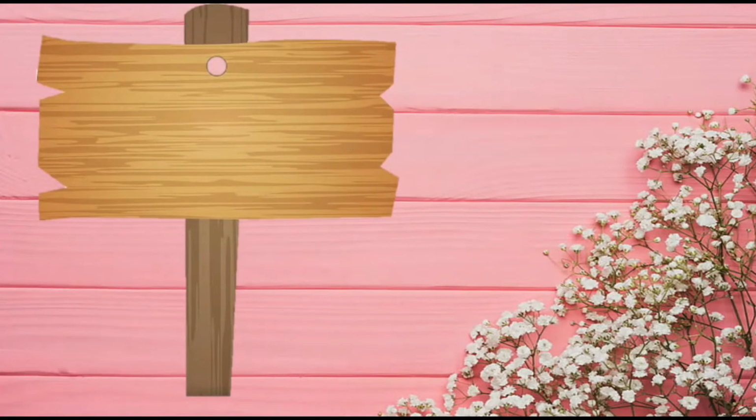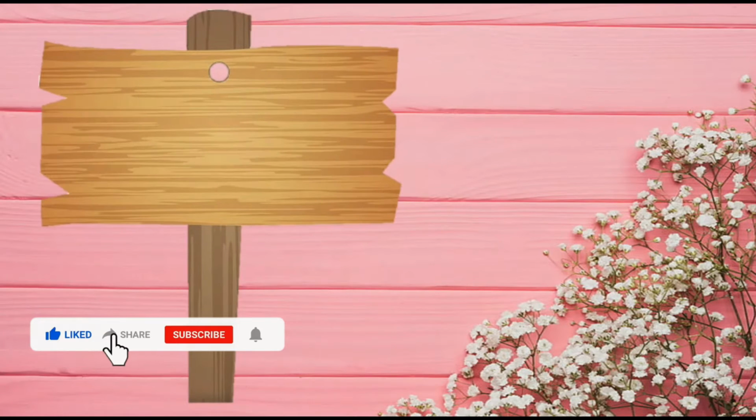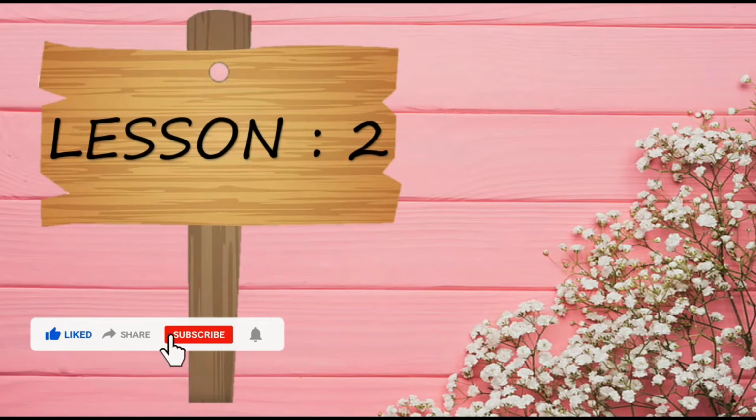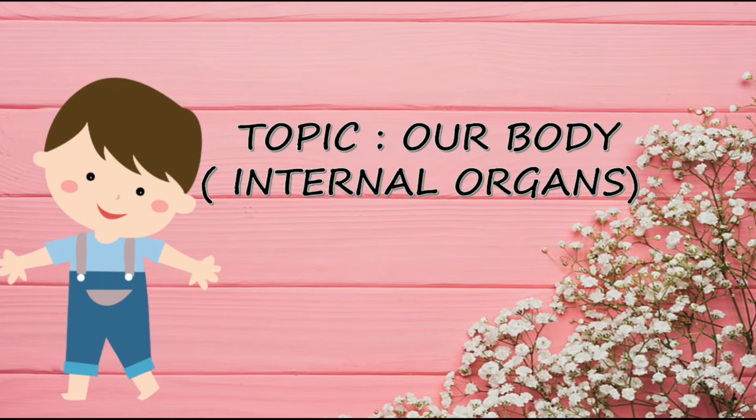Class 1. Subject EVS Science. Lesson number 2. Topic is our body. In that we are going to see internal organs. In last class we have learned about external organs. In this class we are going to learn about internal organs.